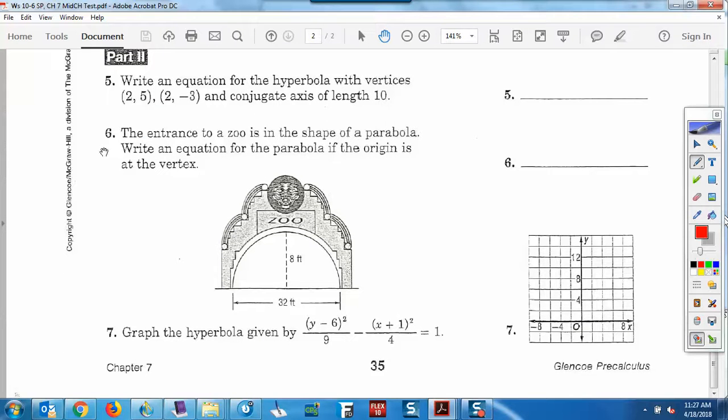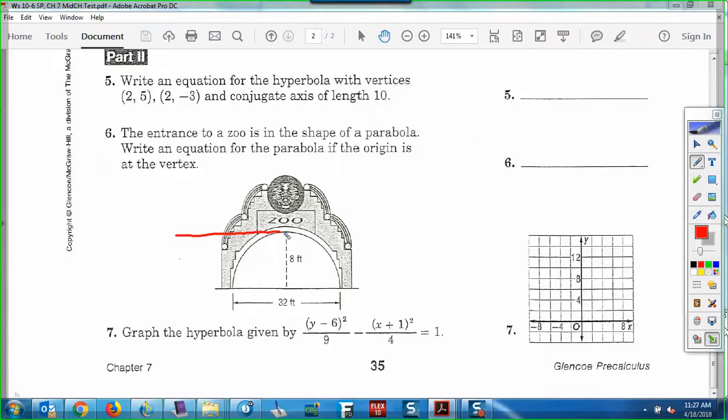Entrance to a zoo is the shape of a parabola. Write an equation for the parabola if the origin is at the vertex. Okay, so in other words, they're saying that this would be the origin right here, and here's your parabola. This is 32 across this way, and this is 8 down like so. This would be a good time just to review the idea of a parabola. First of all, since this goes down, what does that tell you the equation is going to look like?